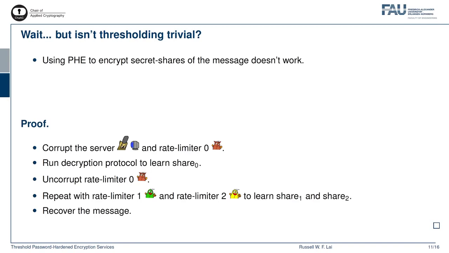So first the attacker corrupts the server and rate limiter 0, which he is allowed to. Then he instructs these two parties to run the decryption protocol so as to learn share 0. Now he uncorrupts rate limiter 0 and then repeats the same process with rate limiter 1 and also rate limiter 2. This allows the attacker to learn share 1 and share 2, and note that at each point only the server and one of the 3 rate limiters are corrupt. By learning all 3 shares, the attacker can recover the message.